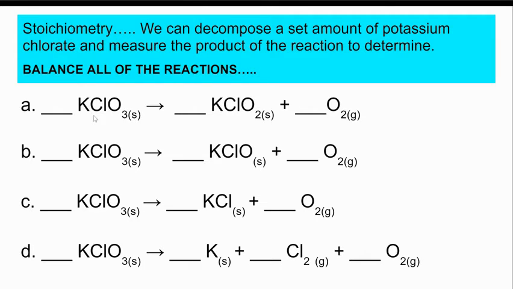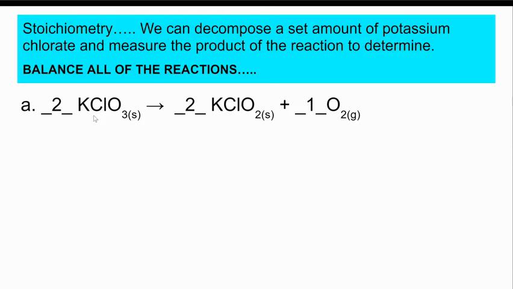Take a second to balance all of the reactions, because to be able to use stoichiometry, we're going to need balanced chemical reactions. Okay, hopefully you found that 2 moles of solid potassium chlorate will decompose into 2 moles of solid potassium chlorite and 1 mole of oxygen gas.